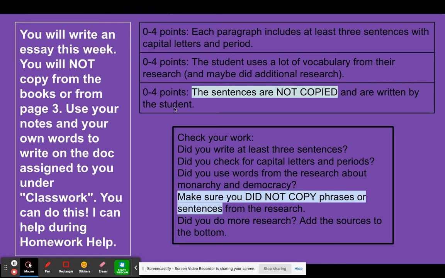Now, here's how you're going to get points. Each paragraph includes 3 sentences. The student uses a lot of vocabulary, and the sentences are not copied. So for each of your paragraphs, you can get 12 points. Here are some items to keep track of as you're writing. Remember to come and get help from me during homework help on Monday or Thursday, because I know this is a big deal, and I'm excited to read what you write.